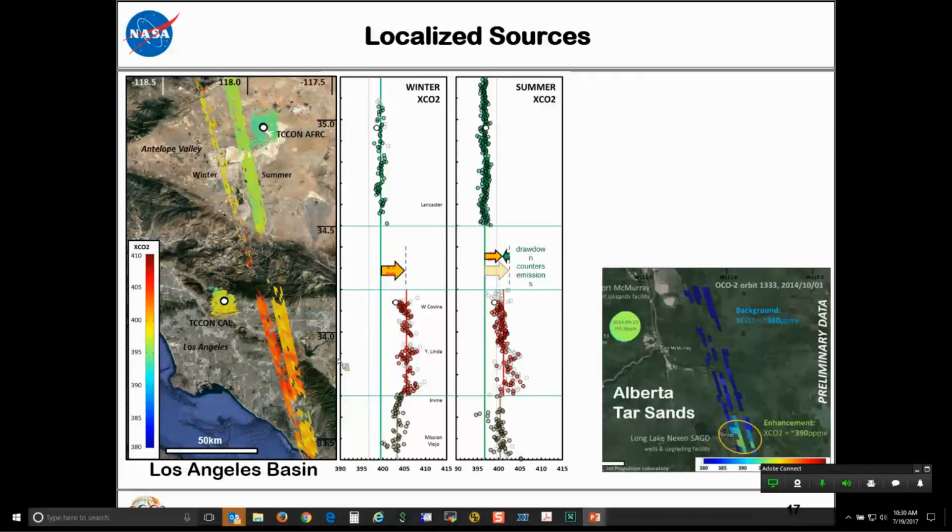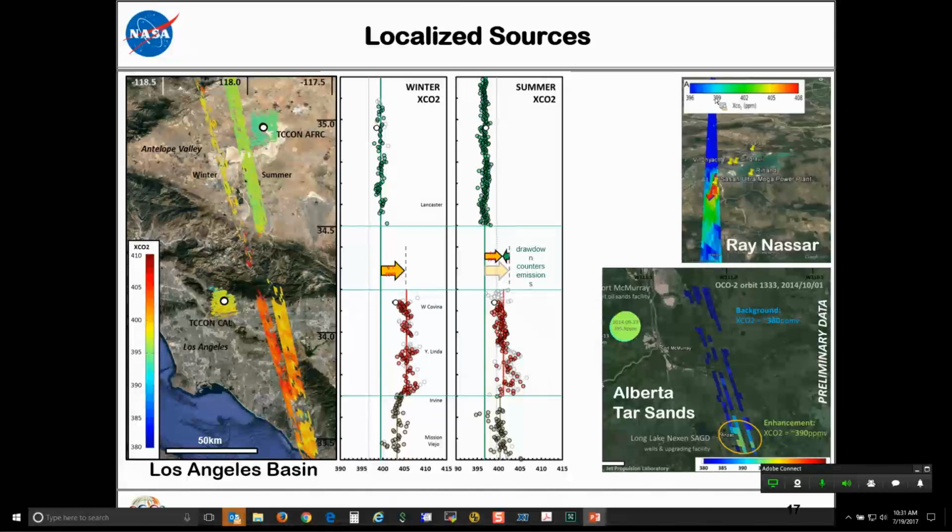In addition to that, things like the Alberta tar sands. The tar sands are actually extracted from the ground in this region near Fort McMurray, but they're actually processed down here in the SAGD facility. We always see enhancements when we fly over the SAGD facility when it's clear. These enhancements are as large as anything we've ever seen over cities, megacities like Los Angeles, and are persistent. They basically have to burn about half of the tar sands in order to liquefy the oil enough to get it into a pipeline.